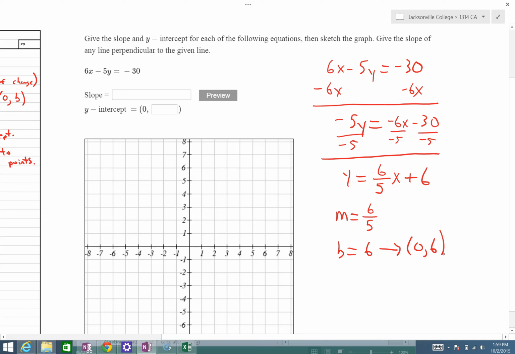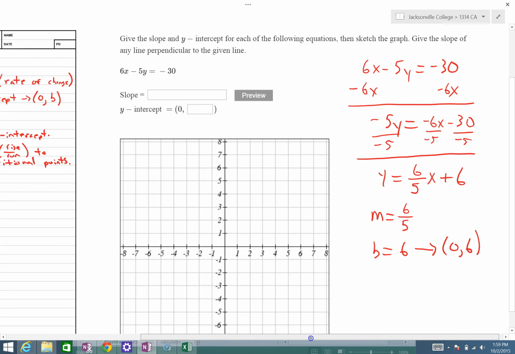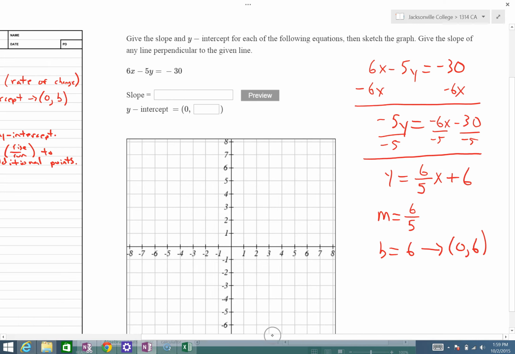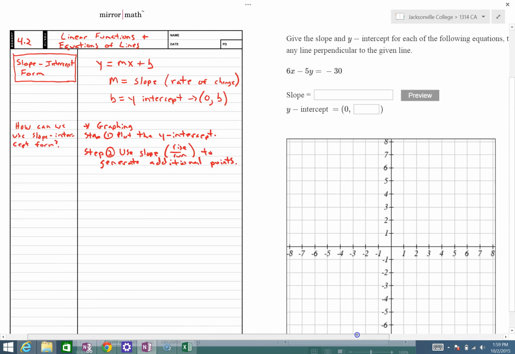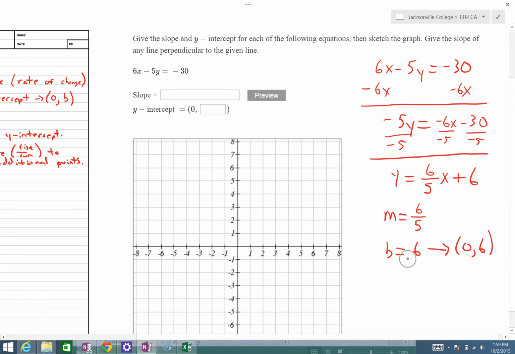Alright, so when using this form to graph my line, first I will plot the y-intercept. My y-intercept is 6. Simply go up to the y-axis, 1, 2, 3, 4, 5, 6. This is my y-intercept. It is the point (0, 6).